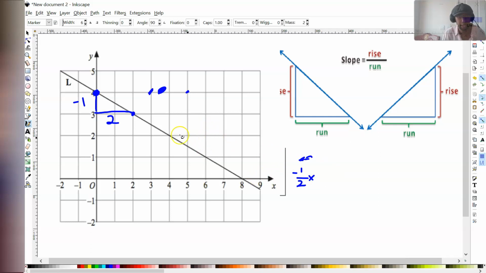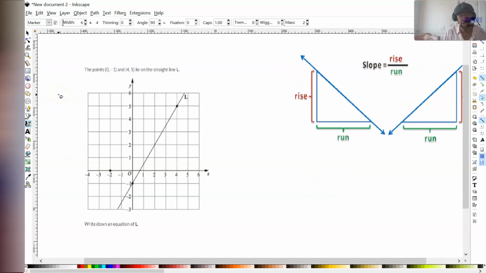And at what point does it cross the y-axis for the first time? Well, it's 4 again, positive 4. So the equation of this line is y equals negative 1 over 2x, plus 4.